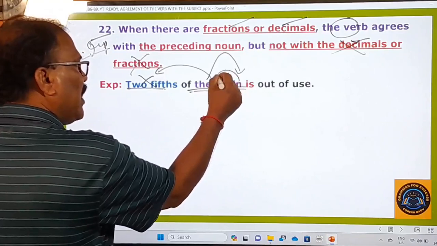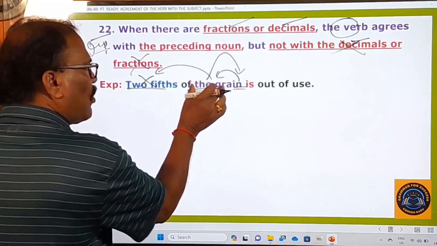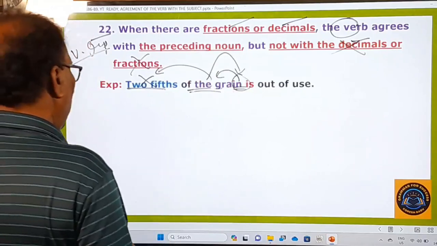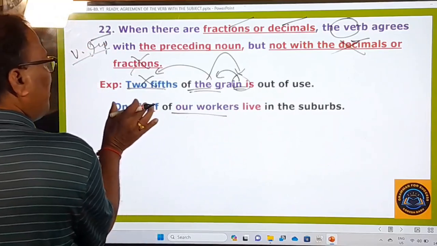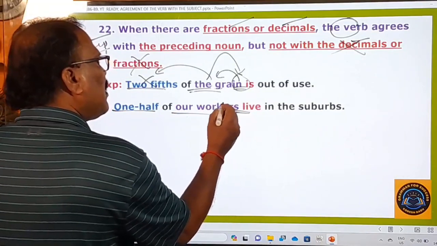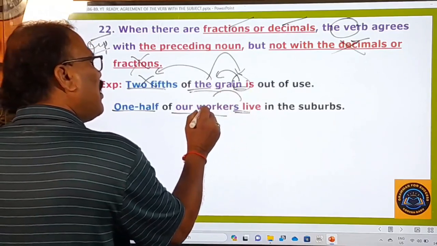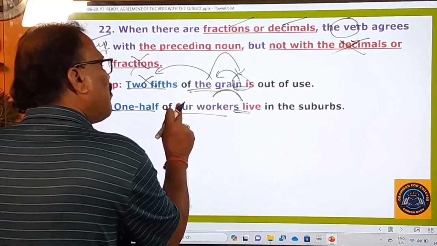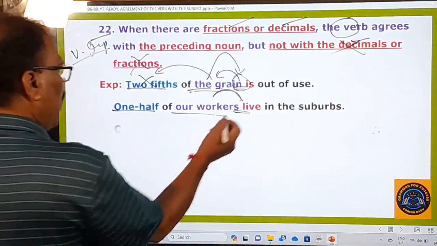According to the preceding noun means this is the preceding noun. Moreover, another important point: what is the real subject in this? The grain. We are talking about the grain in this sentence. So, according to that subject only, we have to use the verb. Right. And let me say, 1/2 of our workers. 1/2 is a fraction. And what is the noun immediately preceding this verb? Preceding means going before this verb. That is a plural noun. Workers is a plural noun. So according to this only, because we are talking about our workers in this sentence, this is the real subject. And therefore we have used the plural verb.